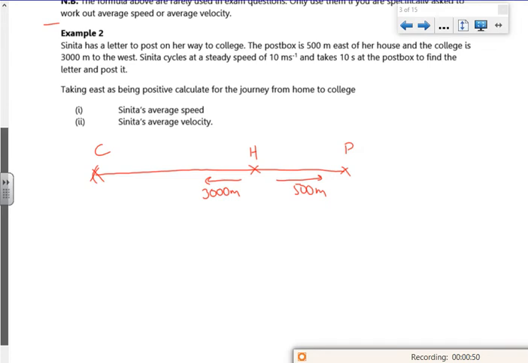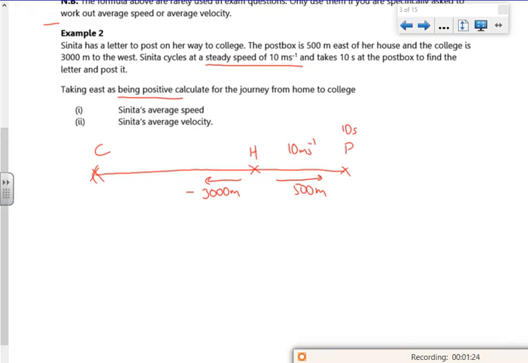Right. So we cycle at a steady speed of 10 metres per second and then take 10 seconds there. So we've done this 10 metres per second. Then we've had a 10 seconds break. It takes 10 seconds at the post box to find the letter and post it. Right. So taking east as being the positive, so that's like a minus, isn't it, going back that way?